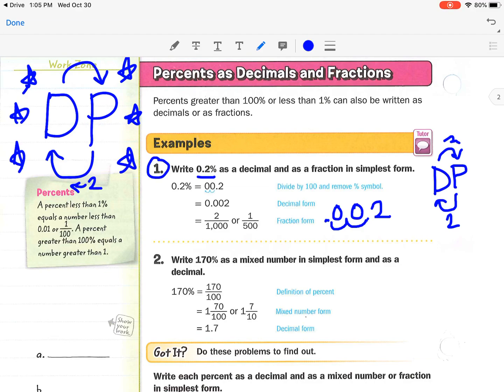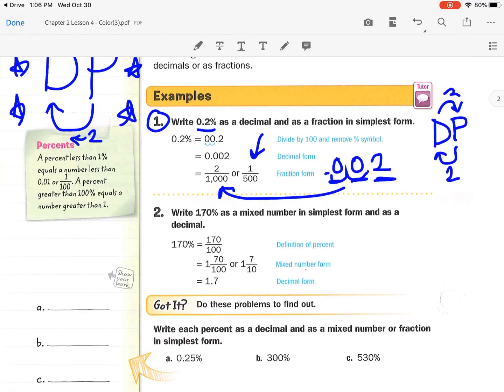So now when I read this, there's my tenths, my hundredths, and my thousandths. I get 2 thousandths. And when I simplify that, I get 1/500th. So I've already written my decimal form of 0 and 2 thousandths, and then I simplified it into 1/500th. Okay? So that is a percent that is less than 1% because 0.2% is less than 1 whole. Let's take a look at this next one.